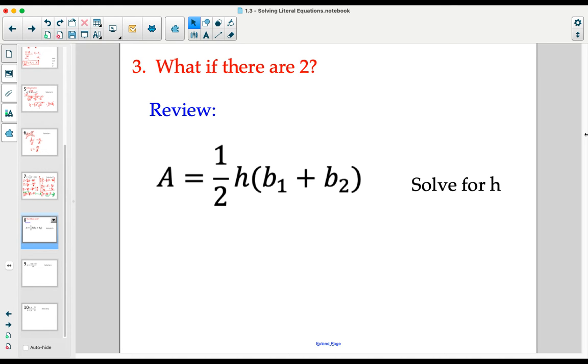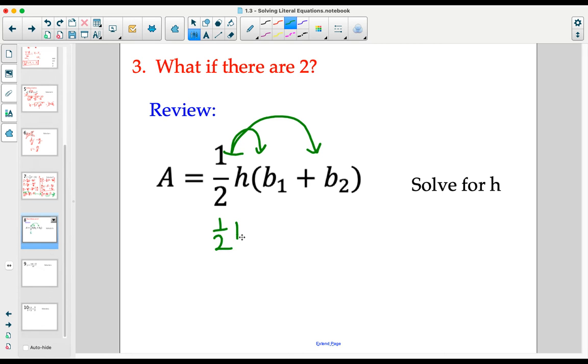Earlier in this lesson, we reviewed the example for the area of a trapezoid. I made the suggestion to you earlier in this lesson that you shouldn't distribute in this situation. If we're trying to solve for h and we were to distribute, we would end up with 1/2 of h b1 plus 1/2 of h b2. That would actually set us back a step, because if we're trying to solve for a variable, we certainly don't want there to be two occurrences of that variable in the equation.